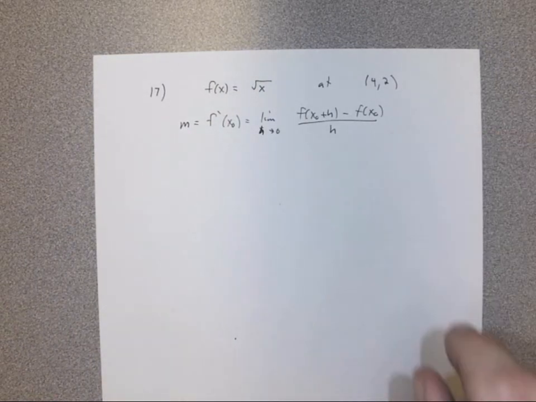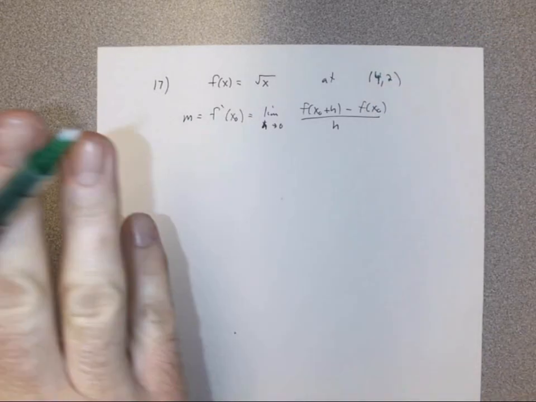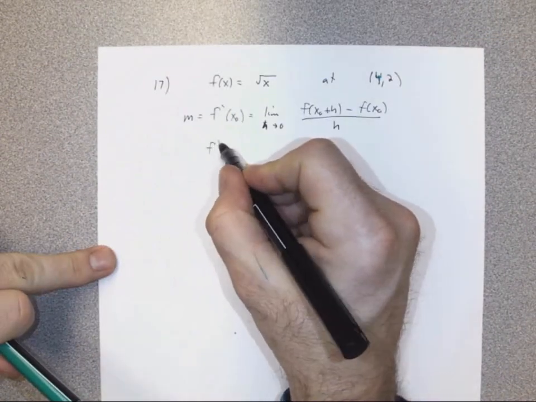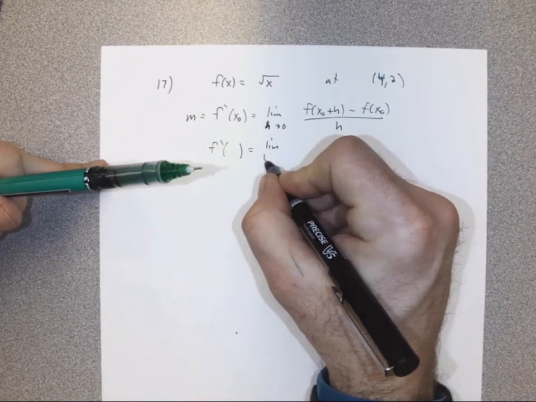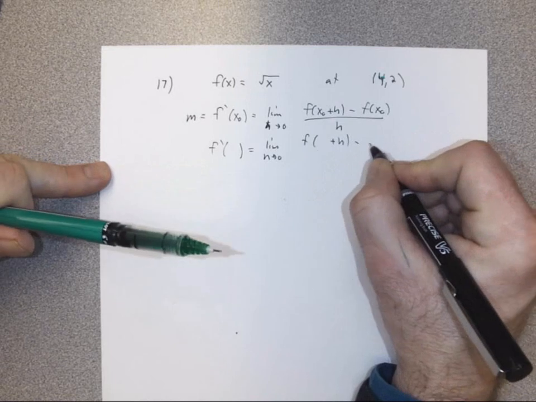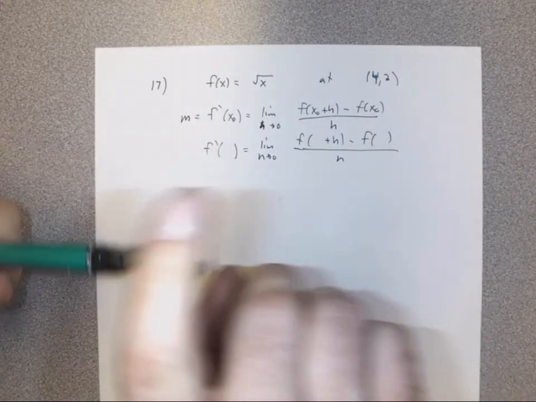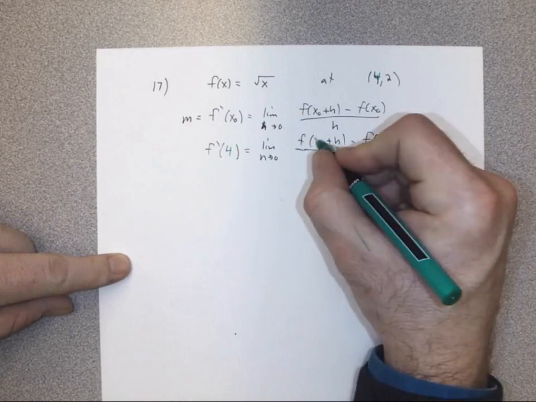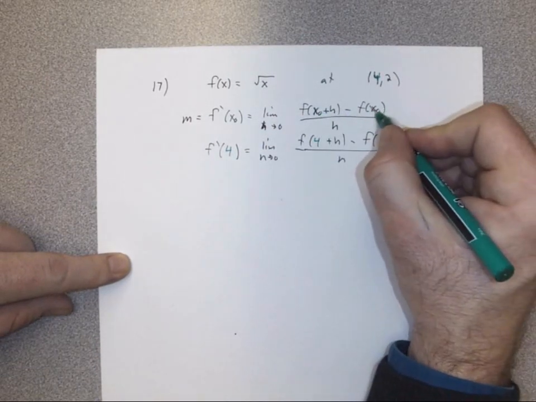So what's x naught? 4. So this is our x naught. So we're asking for f prime of 4. This is going to be the limit as h goes to 0 of f of 4 plus h minus f of 4 all over h. So 4 goes in this location right here.